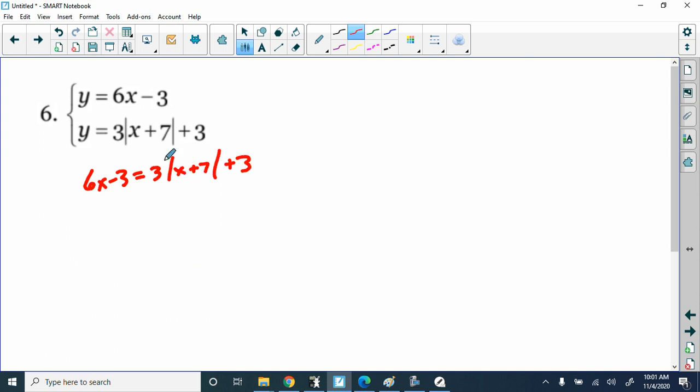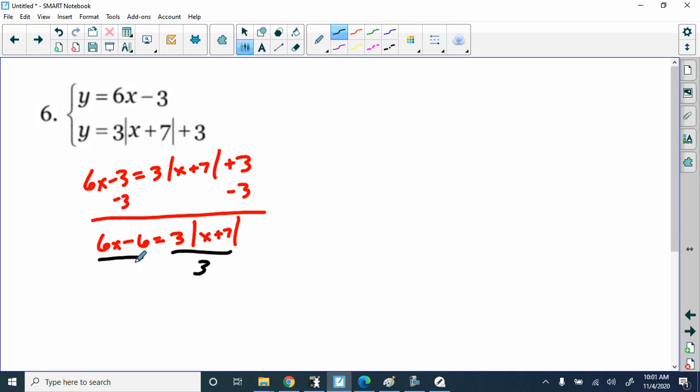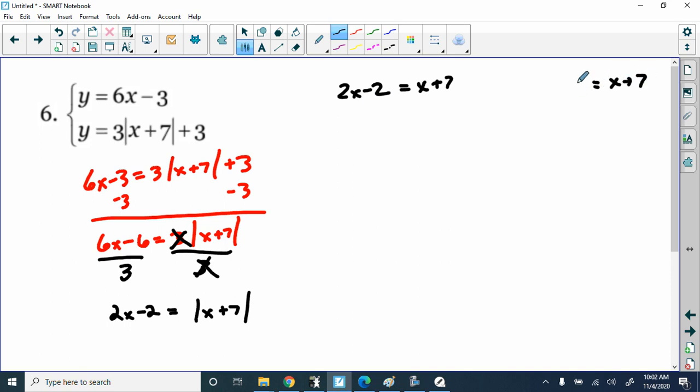We need to set up two equations, but before doing so, the absolute value has to be by itself. So I'm going to subtract 3. And then divide both sides by 3. Once we have the absolute value by itself, we can set up our two equations. Either x plus 7 is equal to this side, or x plus 7 is equal to the opposite of that side.